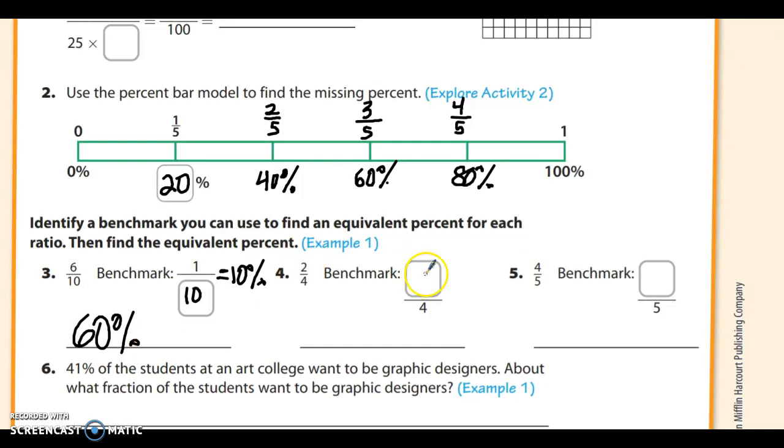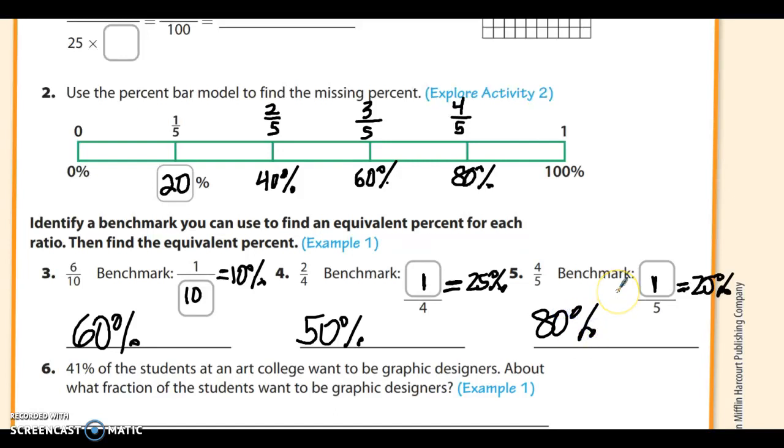2/4 is equal to, well, the benchmark you would use is 1/4. If 1/4 is 25%, 2/4 would be 50%. And 4/5, the benchmark that you would use to get 4/5 is 1/5. 1/5 is equal to 20%. So 4/5 would be 20% times 4, which is 80%. The important part about these is the answer you got on the line, and then they just want you to kind of explain the thinking that you used to get there.